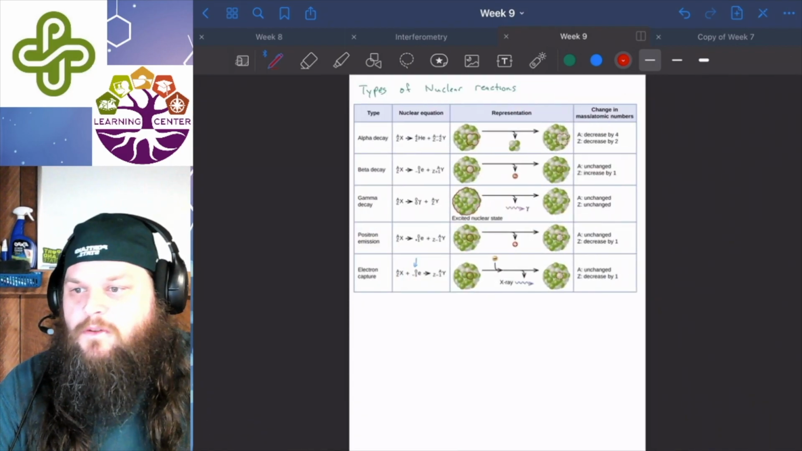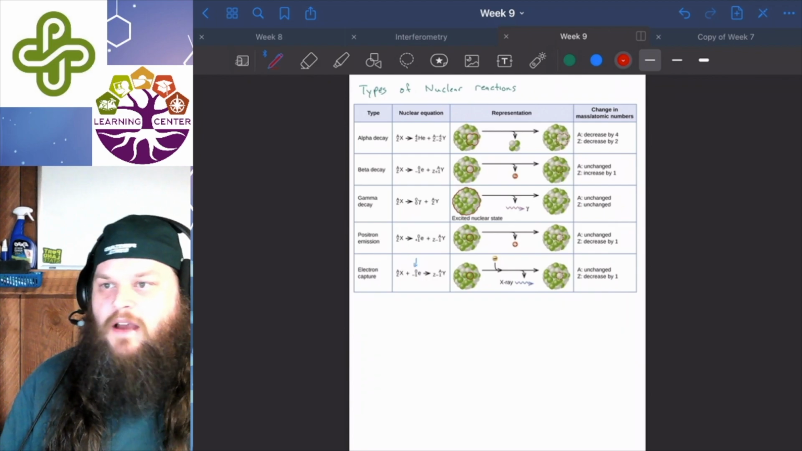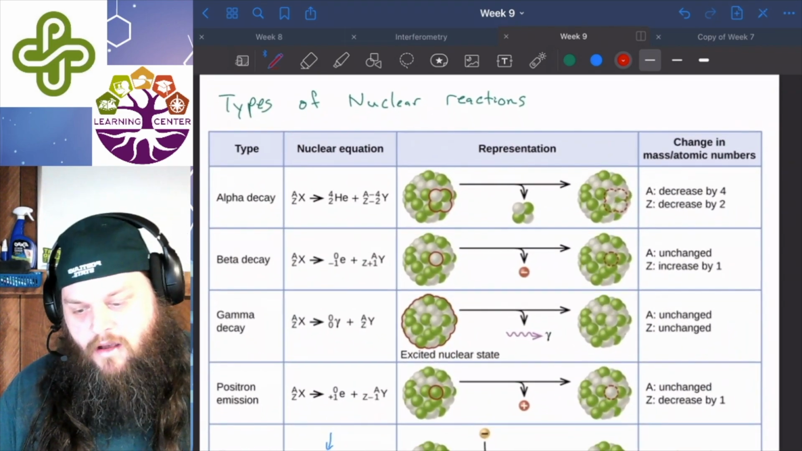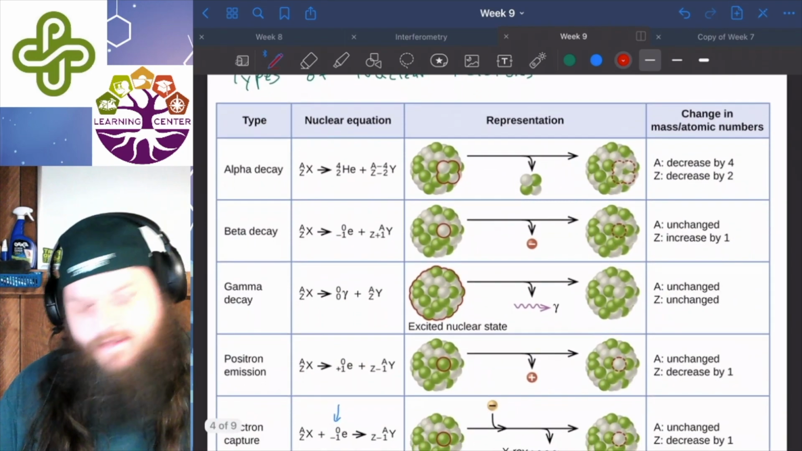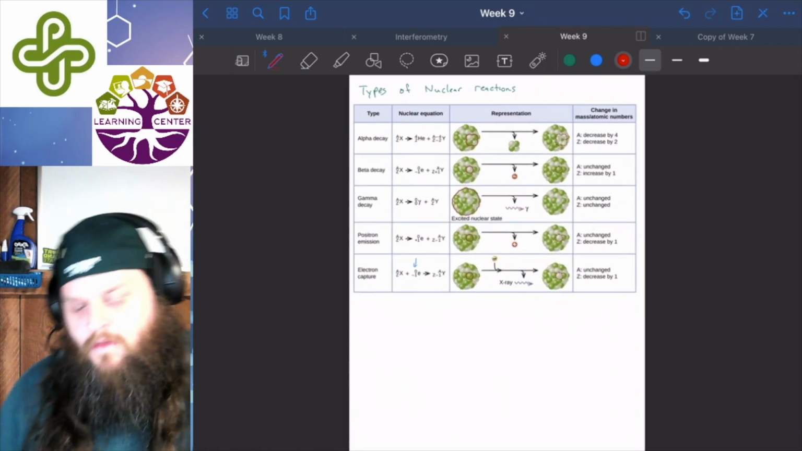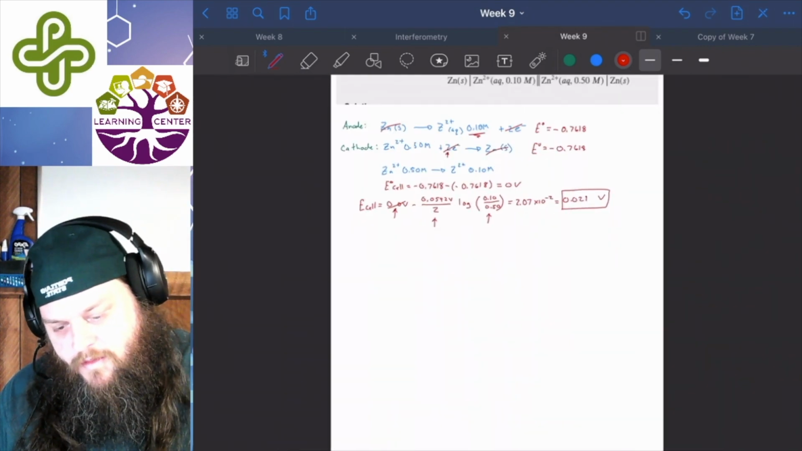So let's get into nuclear reactions. I find these a lot of fun. There's a lot of different types of nuclear reactions that we can talk about. I have a nice table here, which lists them. I should start off, I'm going to write down here.